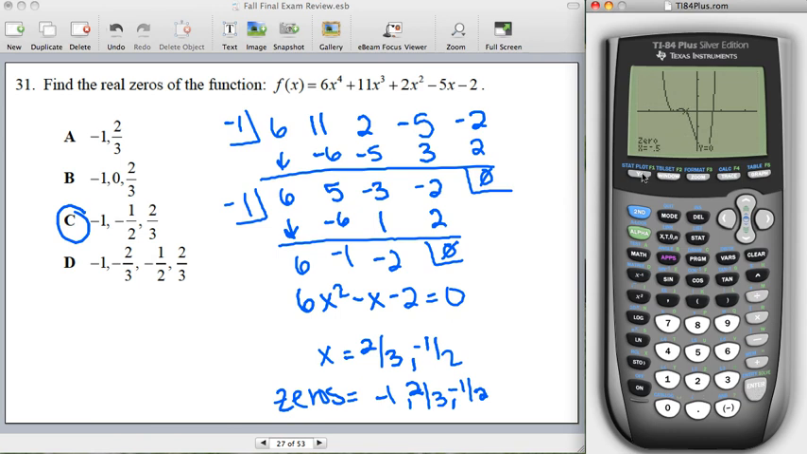And you can see I have a 0 at negative 1/2. So that's that one. And I'm going to do the same thing over here. So second trace, number 2. I'm going to go ahead and move so I'm at my left bound. Whoops, went too far. So left bound, hit enter. Right bound, enter, ignore the guess. And then you get 2/3, which was our other 0. So you can do this graphically too, as long as you remember the steps.